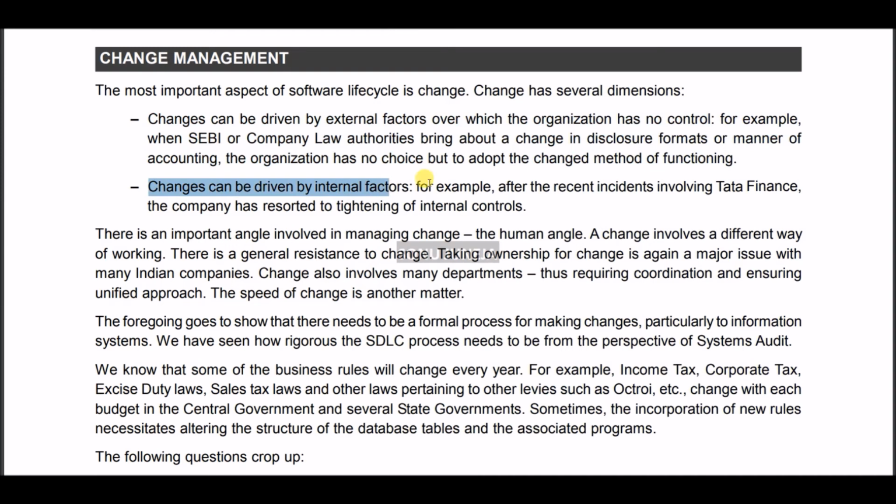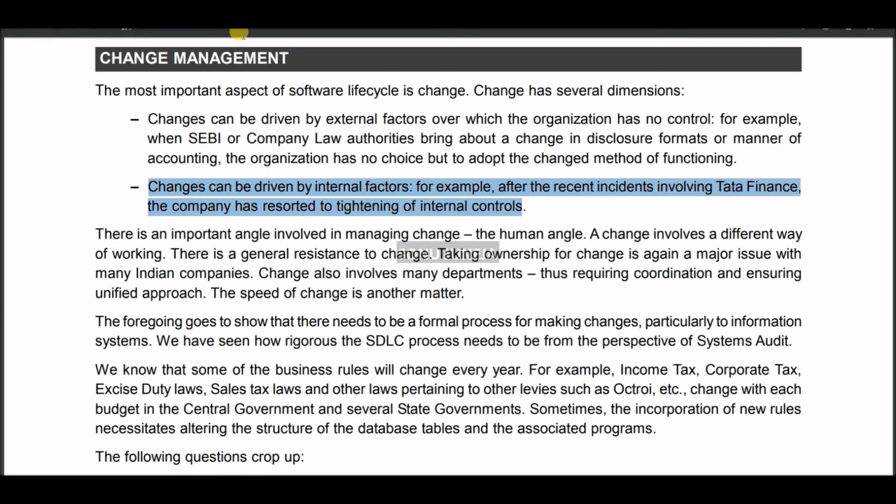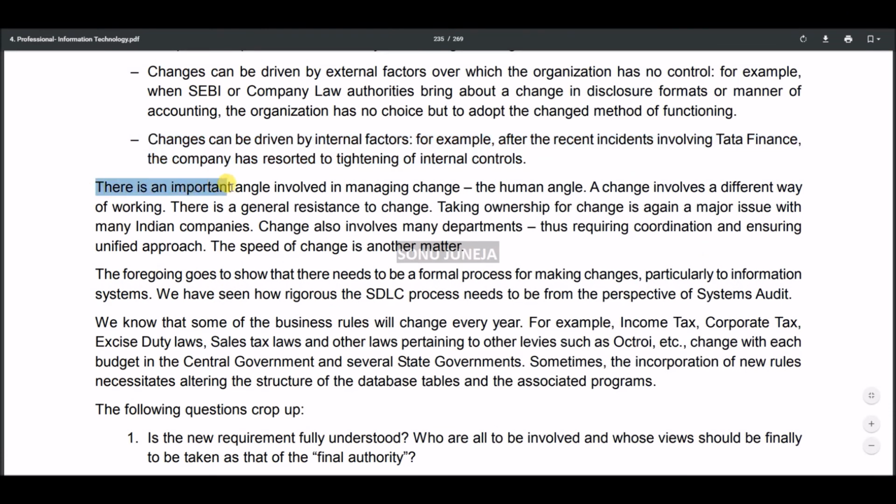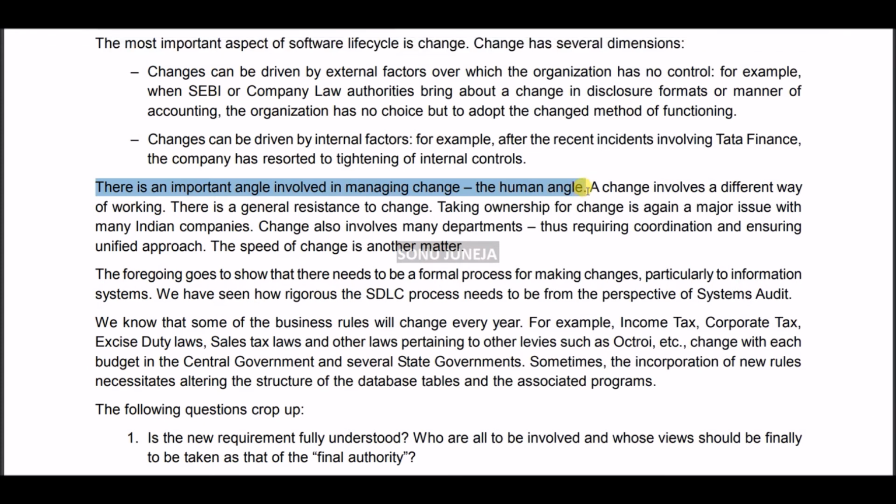Changes can be driven by internal factors. After recent incidents involving Tata Finance, the company has resorted to tightening of internal controls. There is an important angle involved in managing change. Managing change: the human angle. A change involves a different way of working. There is a general resistance to change. Taking ownership for the change is again a major issue with many Indian companies. Change also involves many departments, thus requiring coordination and ensuring a unified approach. The speed of change is another matter.